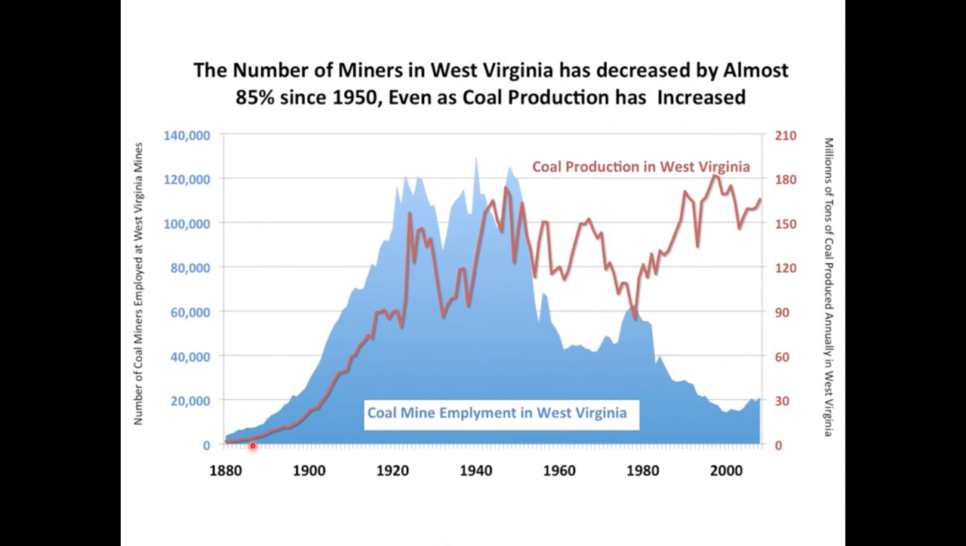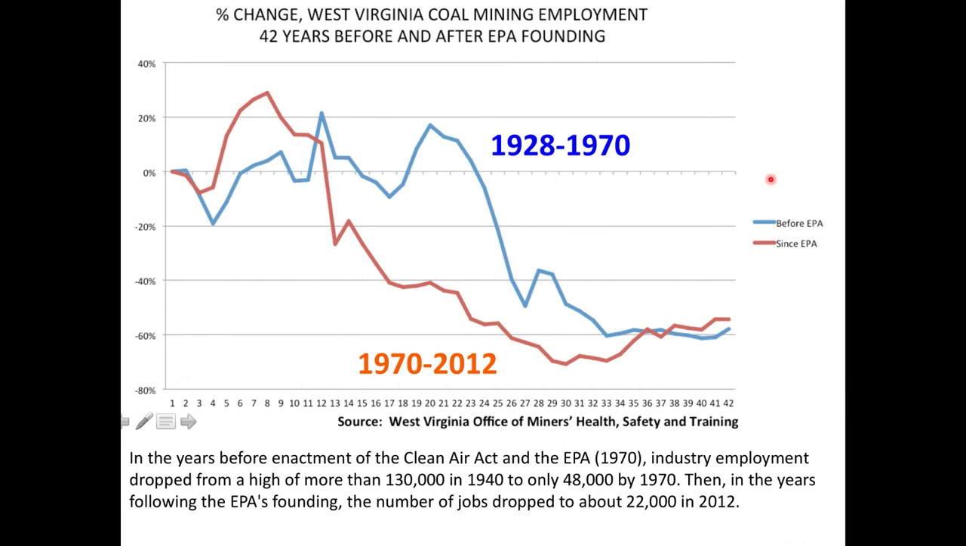So if you look here at this schematic, in blue we've got coal mine employment in West Virginia going back to 1880, and you can see that there were lots of people, more than 100,000 people working in coal mines, circa World War I, World War II, and then you can see the number of people working plummeted after World War II. But notice production, which is the red line, production increased. And that's because companies mechanized. They needed fewer people because they used machines with pistons to do the work. And we see this over and over and over again.